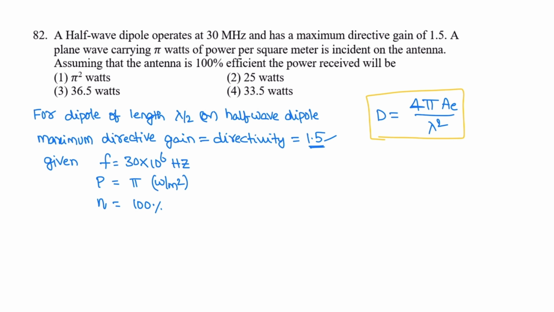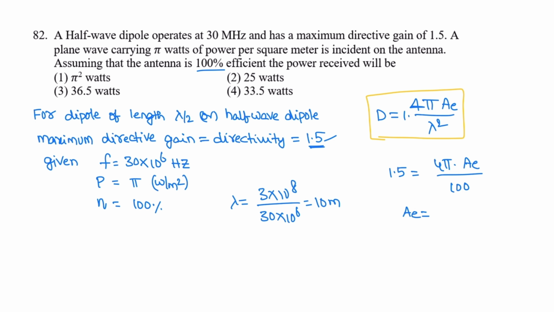So from this, frequency of operation given is 30 megahertz. Lambda is 3 into 10 power 8 by 30 into 10 power 6. Therefore wavelength is 10 meters. Now substitute these values in the directivity expression, that is 1.5 is equal to 4 pi effective aperture area by lambda square. Lambda is 10 meters, so lambda square is 100. In the question they have given efficiency is 100%, that is 1. Therefore effective aperture area is 150 by 4 pi.